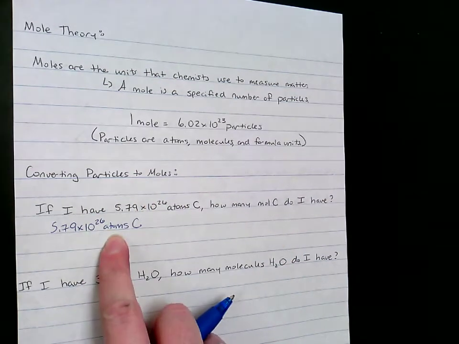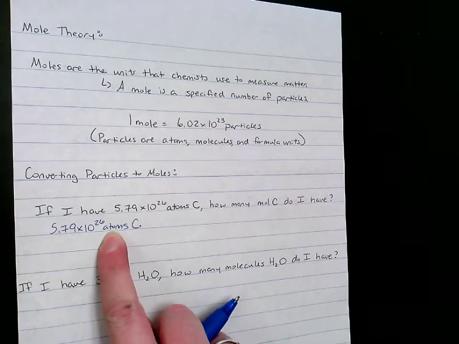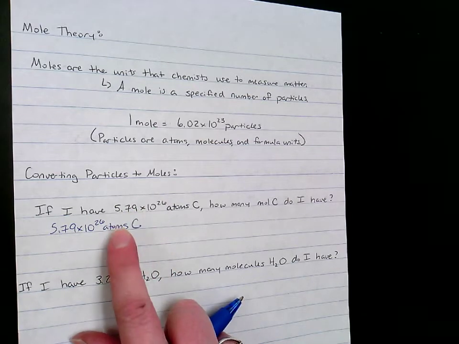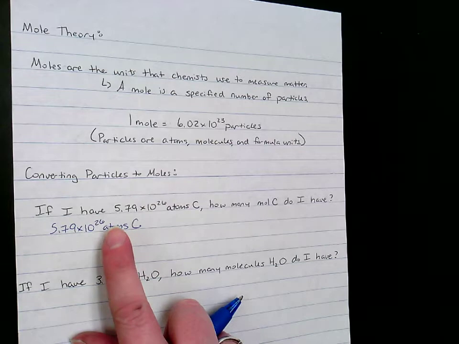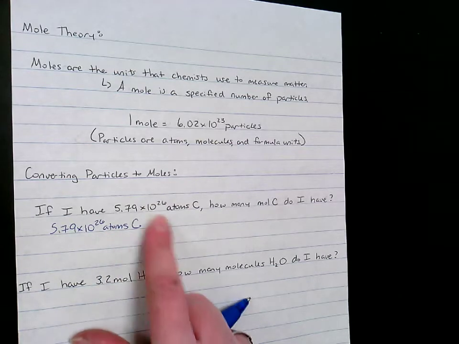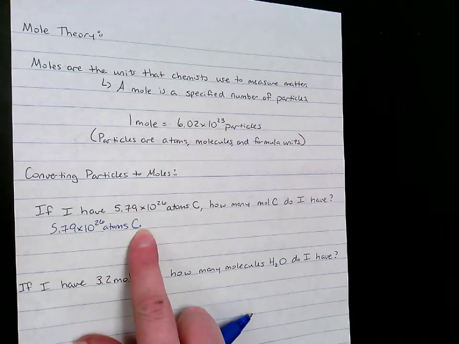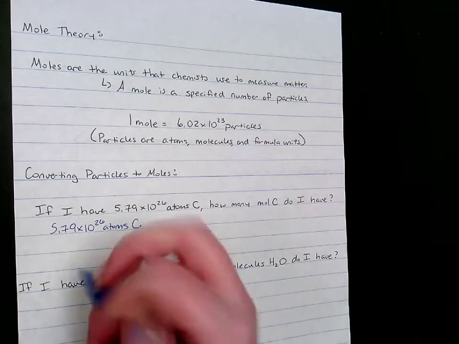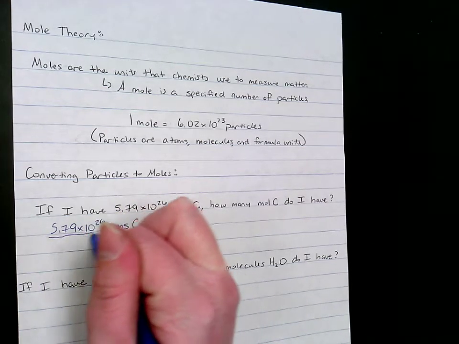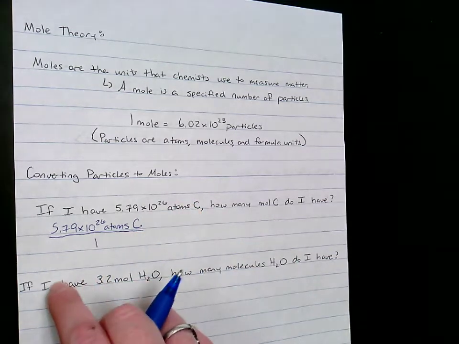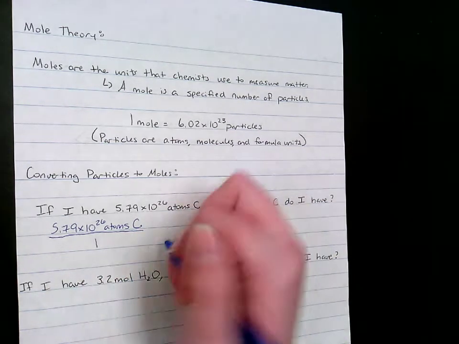Now it's very, very important that you always have your unit with your numbers when we do these kinds of problems. The unit includes not only atoms, but also carbon. So the complete unit is atoms carbon. I need both pieces in order to be correct. So I can take this given and make it look like a fraction. That will help me visualize what I need to do mathematically to solve it.